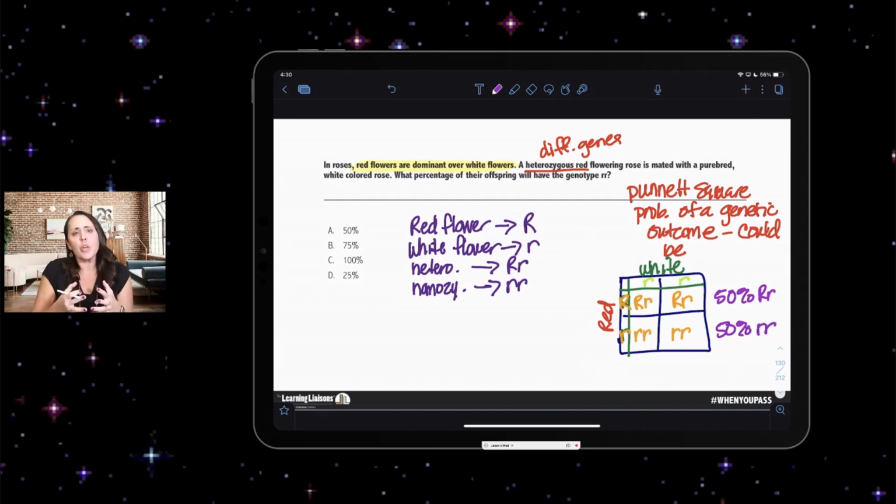So that's kind of how you put together a Punnett square, which will give you the percent of the genetic outcome. In this case, it was a lot of information. The heterozygous red flower is going to be your different genes.